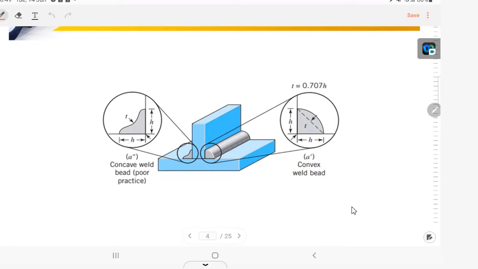Okay, this is the bead, kita panggil dia weld bead. Welding ni kan, this welds ni, okay, kita panggil weld bead, convex weld beads. And this is poor because dia tak ada macam ni lah, poor.